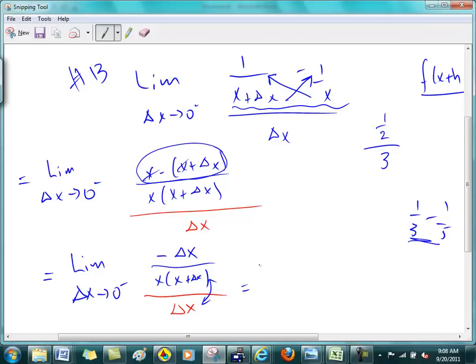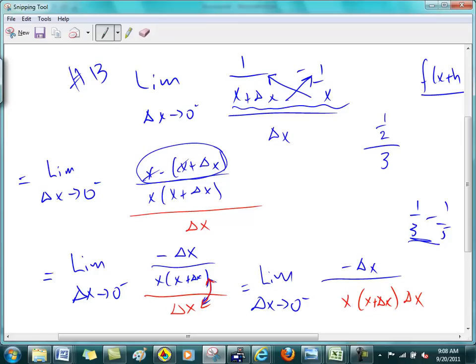So this becomes the limit as delta x goes to 0 minus. You get minus delta x over x plus delta x, and then yet another delta x. Everybody with me on that? This stuff in red is the product of these two things.